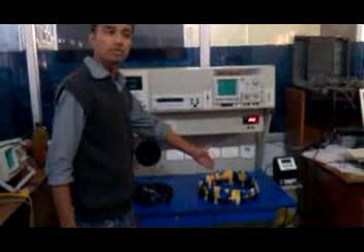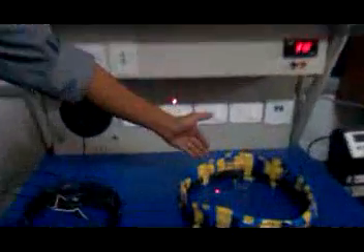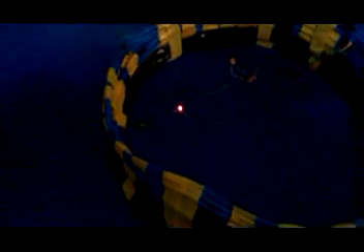Here in the secondary coil, what we have done is increase the number of turns and also increase the area, so that there would be a step up voltage. You could see here that the number of turns in the secondary is 40, and the number of turns in the primary is 30.